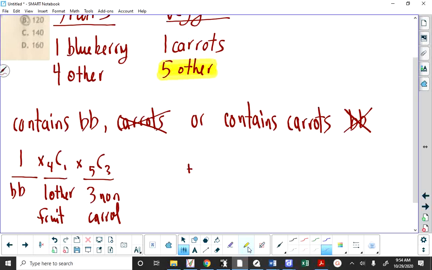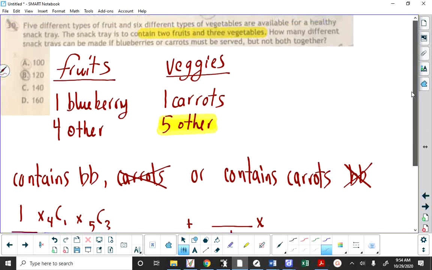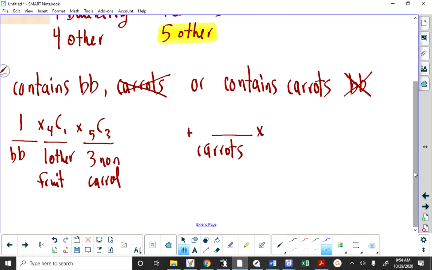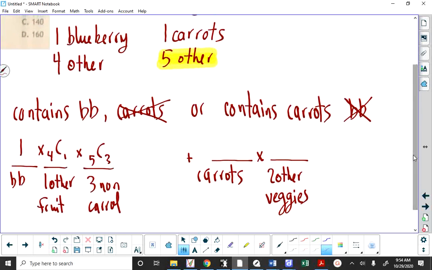Then we have or. Well, what do we need here? We need carrots and, just a second here, how many vegetables do we need? We need 3 vegetables. So carrots is 1 vegetable. We need 2 other vegetables. So when we look up top here, we have 5 other vegetables that we can choose from. This will be 5 choose 2, because we need 2 others. And of course, there's only 1 carrot.